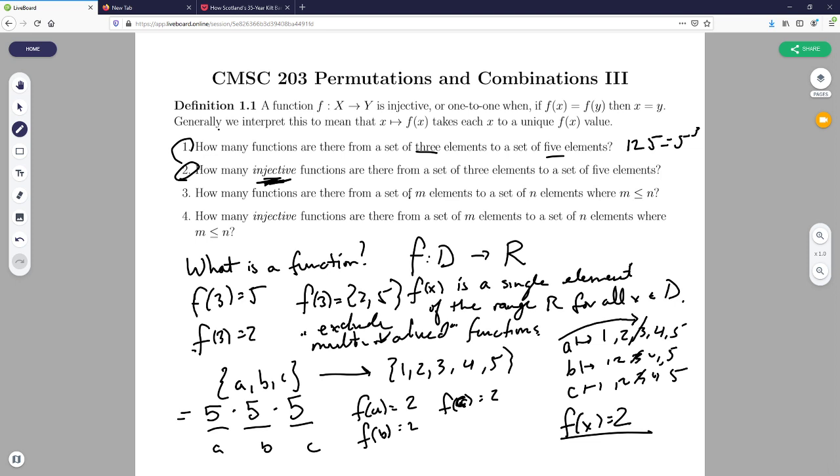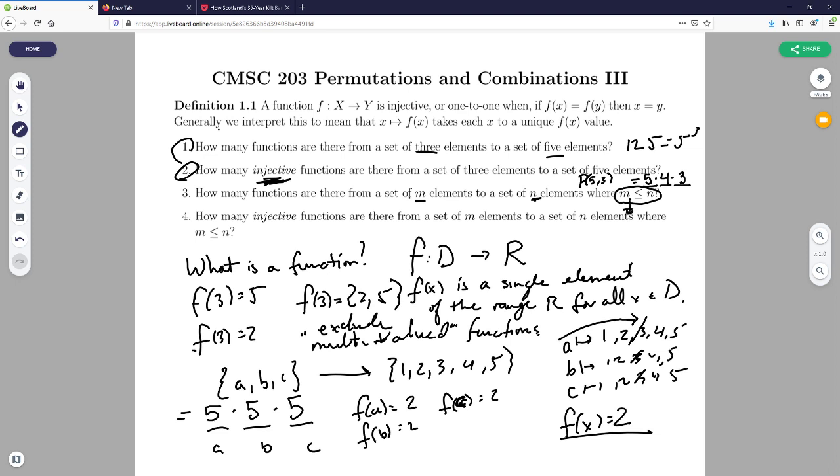So in that case, we'll draw our 3 slots up here. And then for A, we have 5 choices. For B, we have 4 choices. And for C, we have 3 choices. So as it turns out, this is actually the same as P(5,3). All right. So let's move on to the general case. How many functions are there from a set of m elements to a set of n elements? Where m is less than or equal to n, that's really more for the next part of the question.